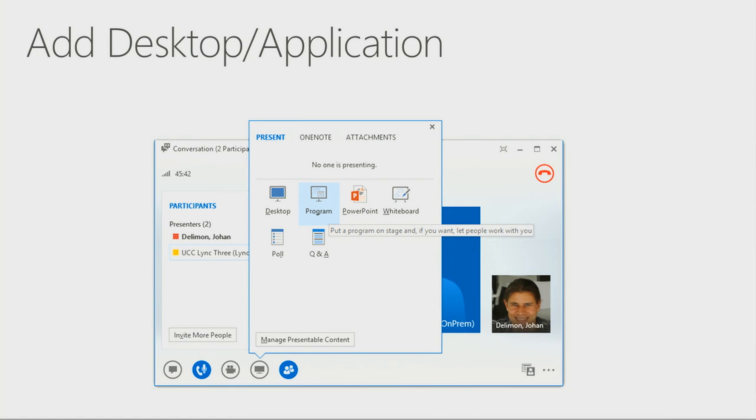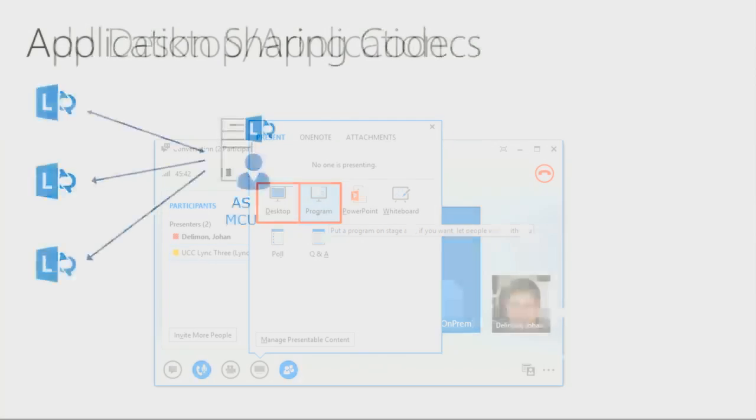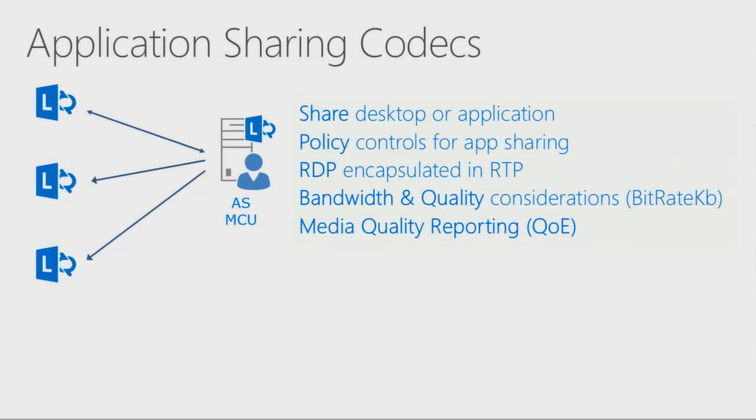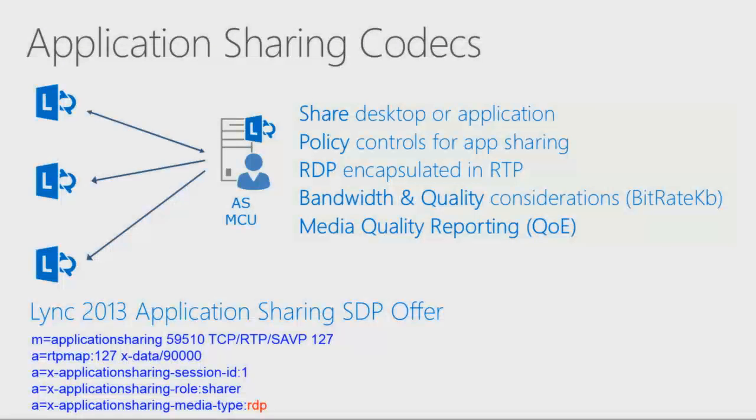So how do we do desktop application sharing? Of course, we select this. And what codecs will be used? For a shared desktop or application, the codec being used is RDP. It's still a media stream, but the RDP will have RDP inside. If you look at the SDP and offers, we will see that there's only one codec, 127, and it's the x-data codec, whichever Microsoft specified. And you see at the bottom, the media type is RDP.